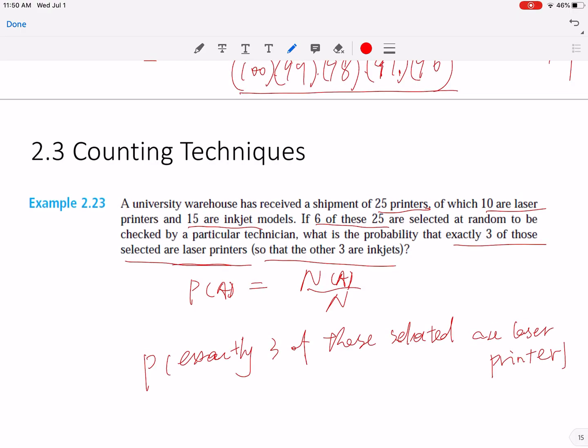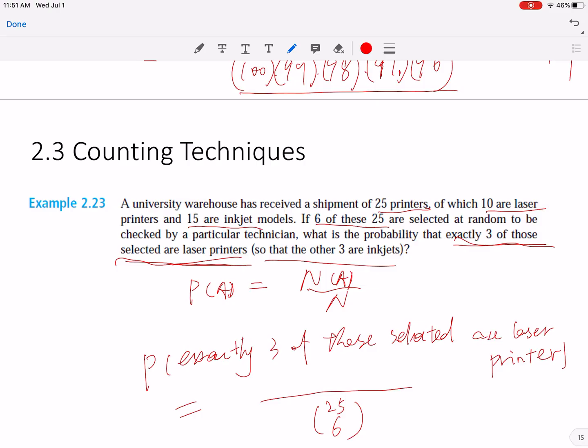Now, first of all, let's take a look at how to calculate. This is equal to. Let's take a look at the bottom first. The bottom is how many different ways we have to select 6 printers from the 25. And we know that this is a combination, so the total would be 25 choose 6. And then we want to see what the top looks like. We want exactly 3 of those selected to be laser printers.